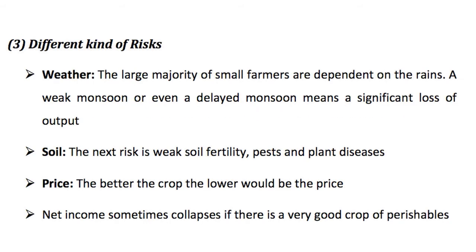Different kinds of risks. Weather. The large majority of small farmers are dependent on the rains. A weak monsoon or even a delayed monsoon means a significant loss of output. Soil. The next risk is weak soil fertility, pest and plant diseases. Price. The better the crop, the lower would be the price. Net income sometimes collapses if there is a very good crop of perishable.